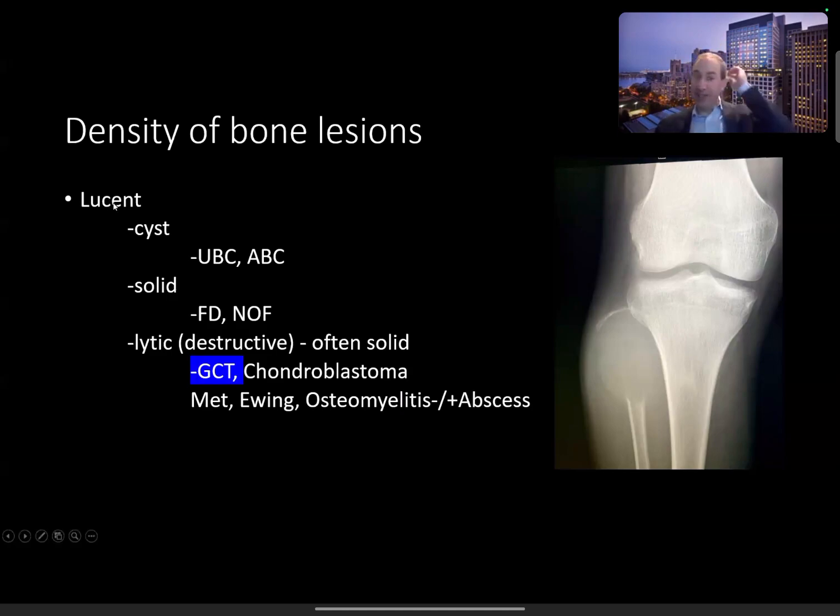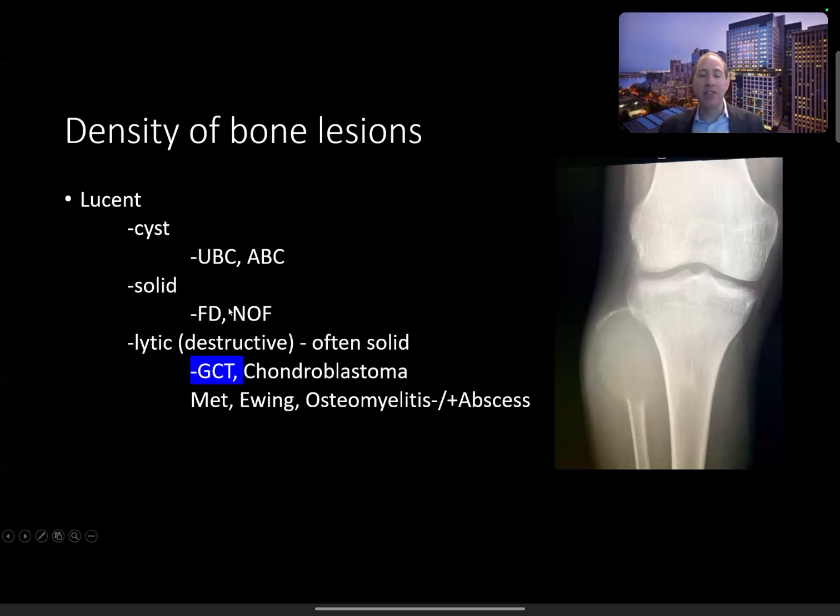What I find, and I've seen residents do this a lot, is that it's very tempting to assume that something lucent is cystic. That may be the case. However, there are multiple solid lesions that are lucent. Lucent just implies that the X-ray beam is able to go through it with ease. It's not blocked. So under lucent, you have cysts, of course. You have unicameral bone cysts, aneurysmal bone cysts. But you do have solid lesions.